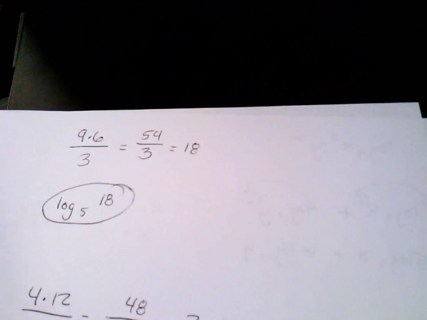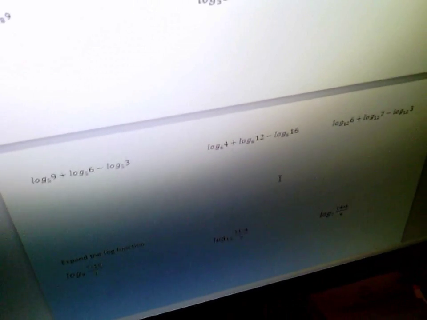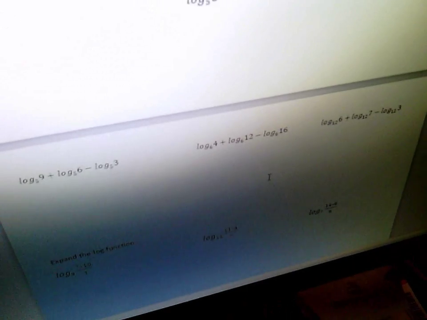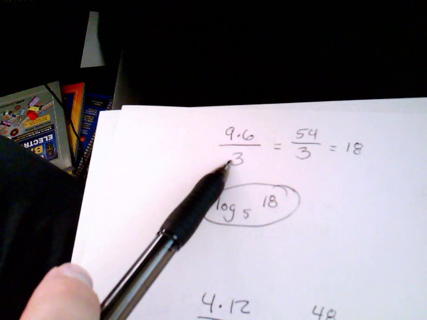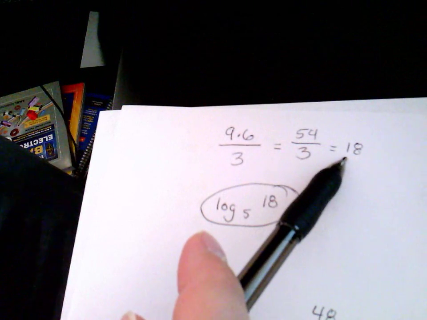The next part. I just gave you the answers to these three, and I'll explain what I did. You'll see a plus minus. That means we're going to multiply then divide on all three of these. So you're going to start with this first one. It says multiply the 9 and the 6, divide by 3. So when we do that, we get 18.